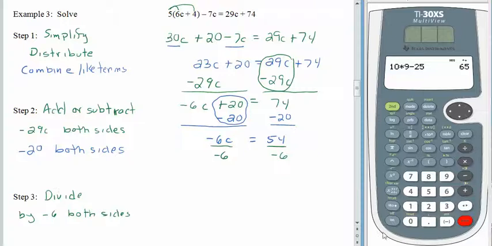I know, does it feel like I'm saying this all the time? I probably am, but that's because I've seen so many people try to keep things in their head and not write it down completely on both sides, and then they wind up making mistakes because they don't understand the next line that they've written. 54 divided by negative 6 is negative 9.